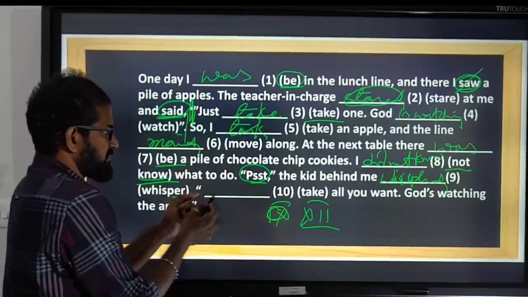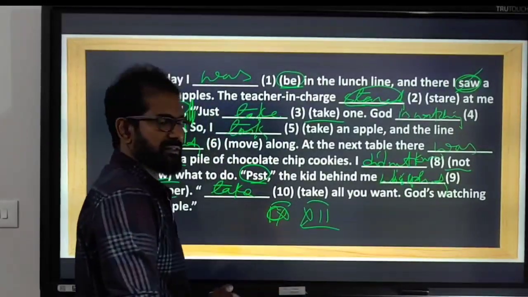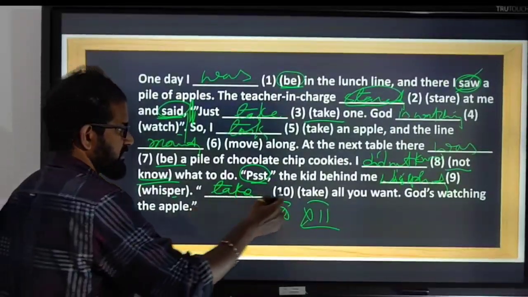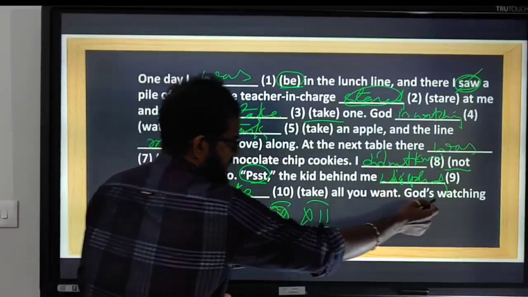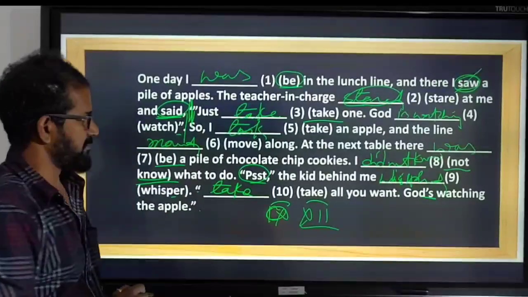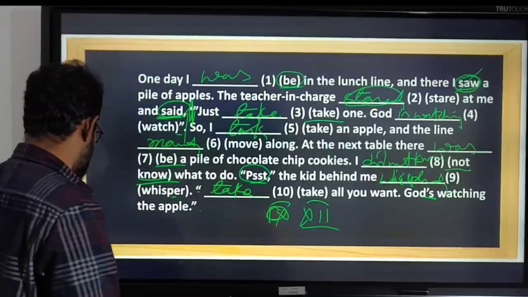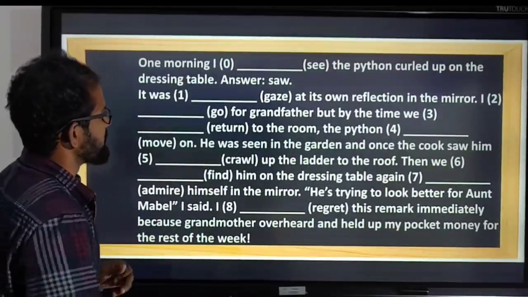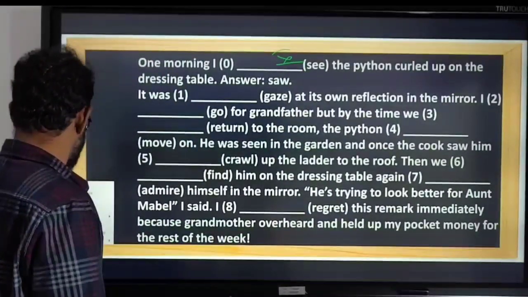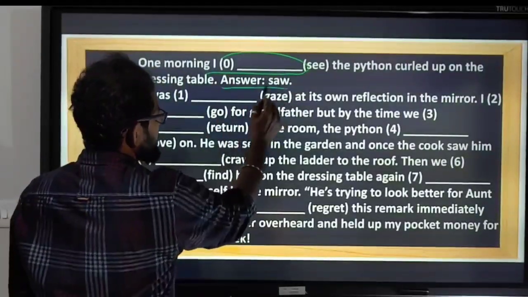Again inverted commas, speaking. So we go back to the present. Take all you want. God is watching the apple. Take all you want. God is present tense because inverted commas. God is watching the apple. So this is how we need to fill the blanks. Let us take another one. And this is taken from 10th class previous papers. One morning, the first blank is already filled, saw.